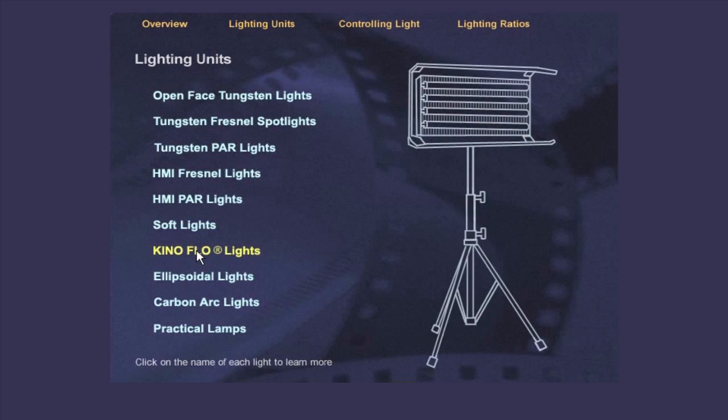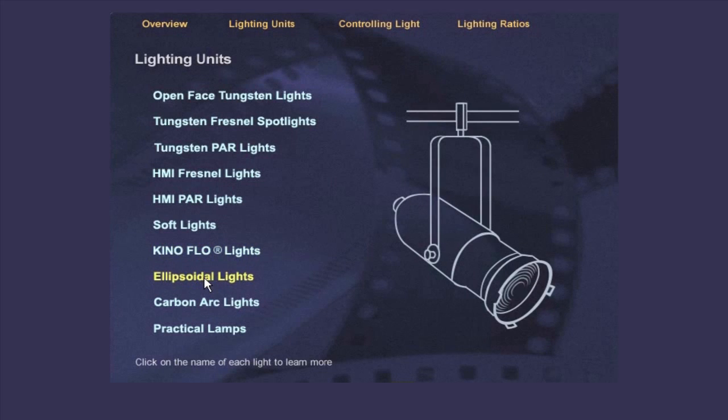Kino Flo lights are fluorescent lighting systems for film production work. They operate on high-frequency ballast, which eliminates flicker problems. They are light and easy to rig. Ellipsoidal reflector spotlights provide a long, controllable throw that can light a stage from distant positions. They're often used in theatrical lighting.